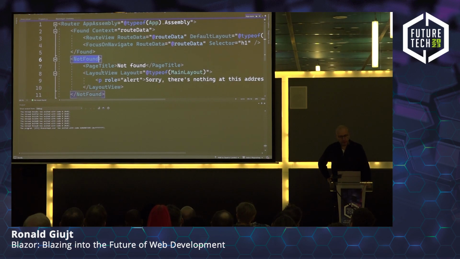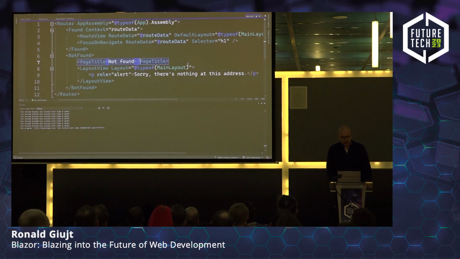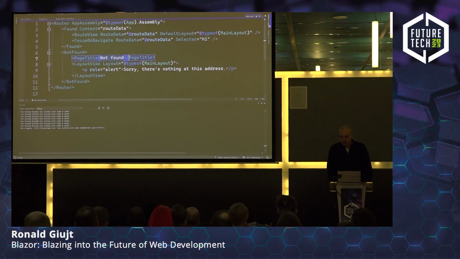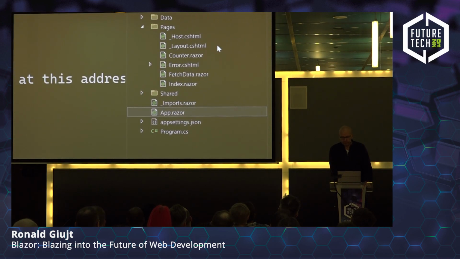And if you don't find it, just create a page with a not found title and do some nice text there, right? Just print some nice text. Sorry, there's nothing here, or whatever. Okay? So that's the router. So now the next step is to look for components that are actually pages, that map to a URL, right? So when I zoom in here, we have this pages folder, and here are all the components that are pages.